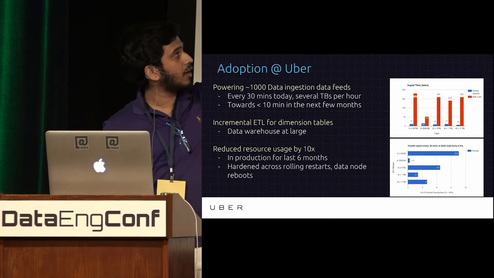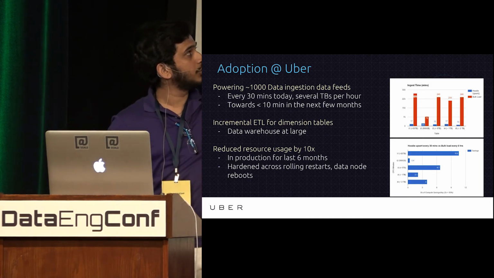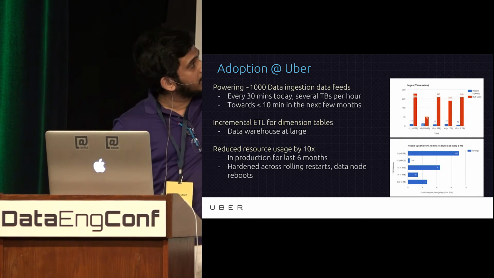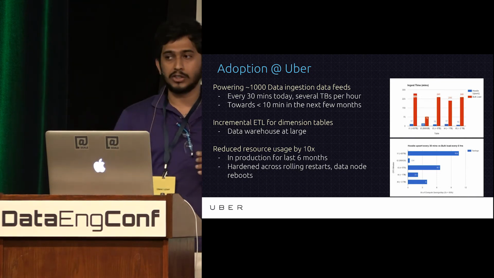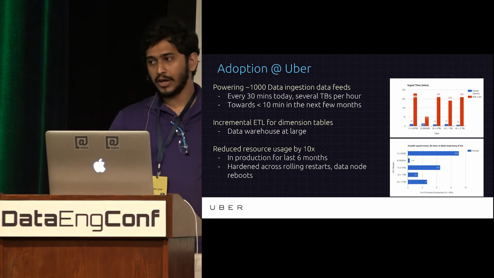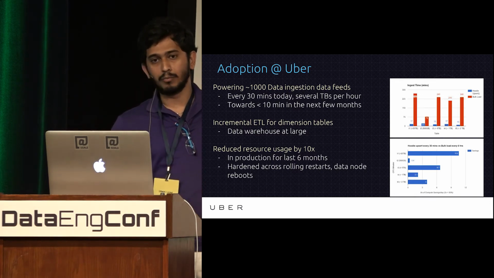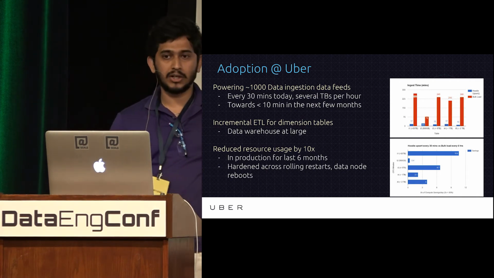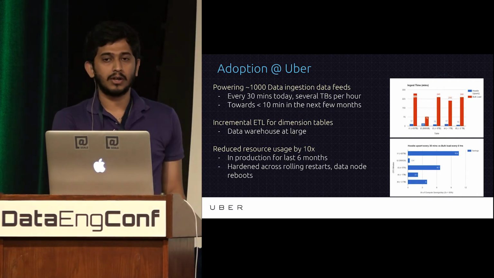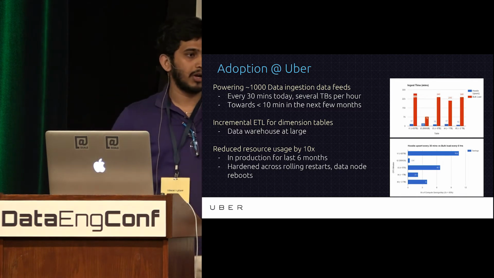And overall, from a platform perspective, we've managed to reduce the resource usage by more than 10x. The graph on the top shows you the latency difference between bulk load and what we were able to achieve with Hoodie, just with copy on write. That number is going to drop even more when we do merge on read. And this is the overall compute savings that we gained by doing incremental upserts as opposed to bulk loading.